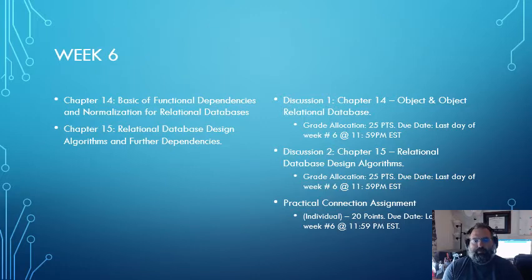Your first discussion for this week is about chapter 14, where you talk about object and object relational databases. In the second discussion, chapter 15 is about relational database design algorithms. Also, remember the practical connection assignment is due week 6 as well, at the end of this week.